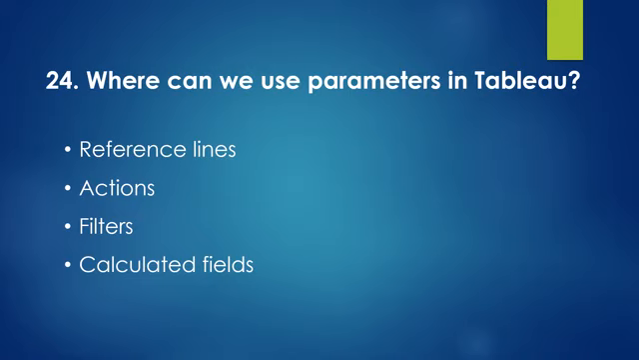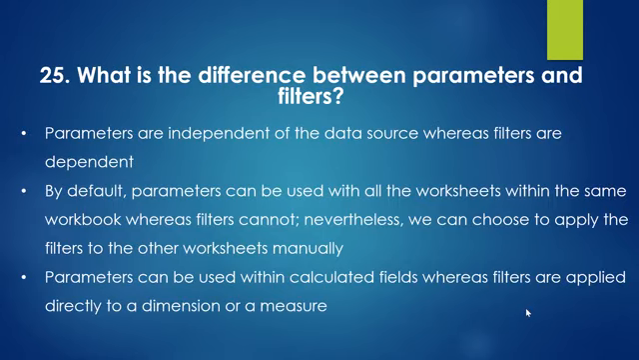Where can we use parameters in Tableau? Parameters mainly are used in four different situations. We have reference lines, for example, which can be a horizontal or a vertical reference line. We have actions, we have filters, and calculated fields. Next, we have, what is the difference between parameters and filters? Parameters are independent of the data source, whereas filters are dependent, which means that by default, parameters can be used with all worksheets within the same workbook since they don't depend on the data source, whereas filters cannot because they depend on the data source.